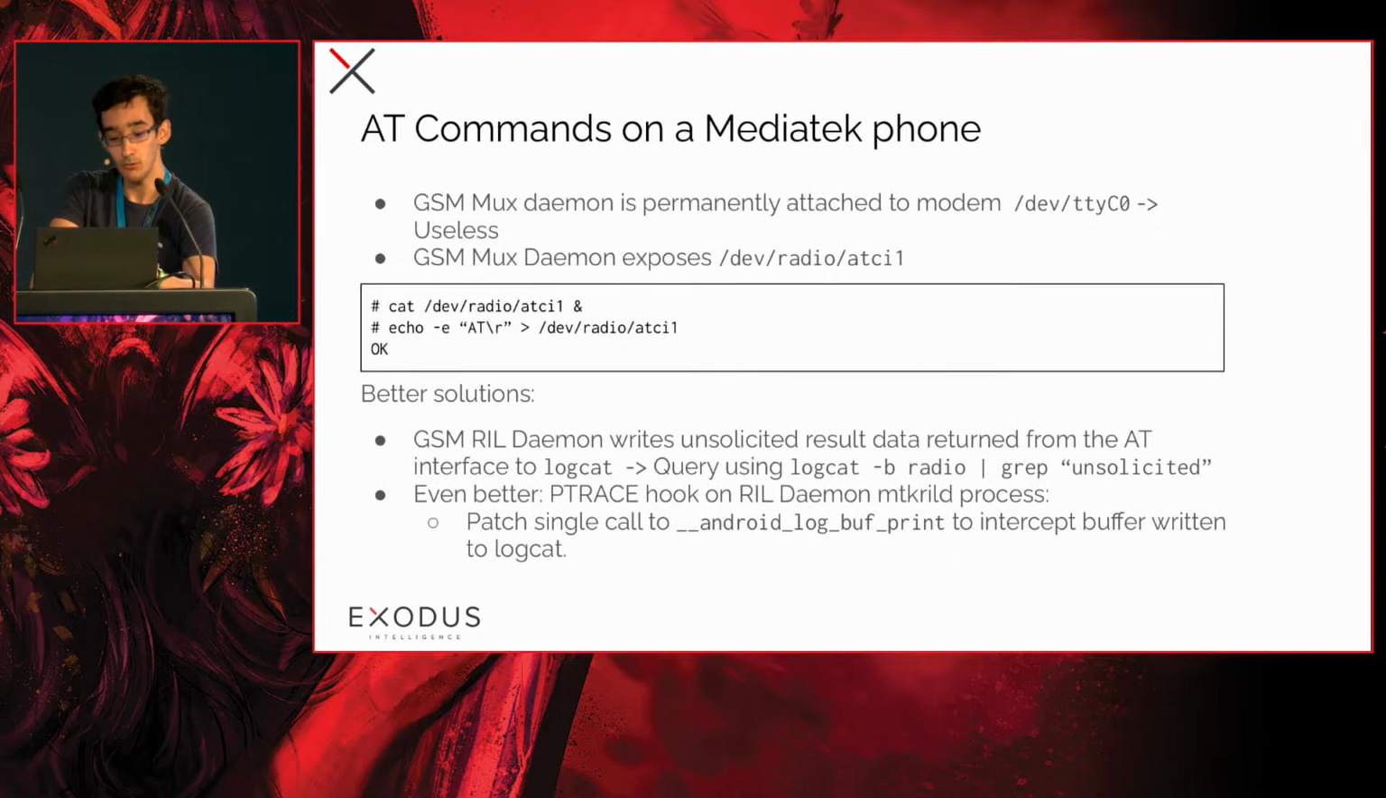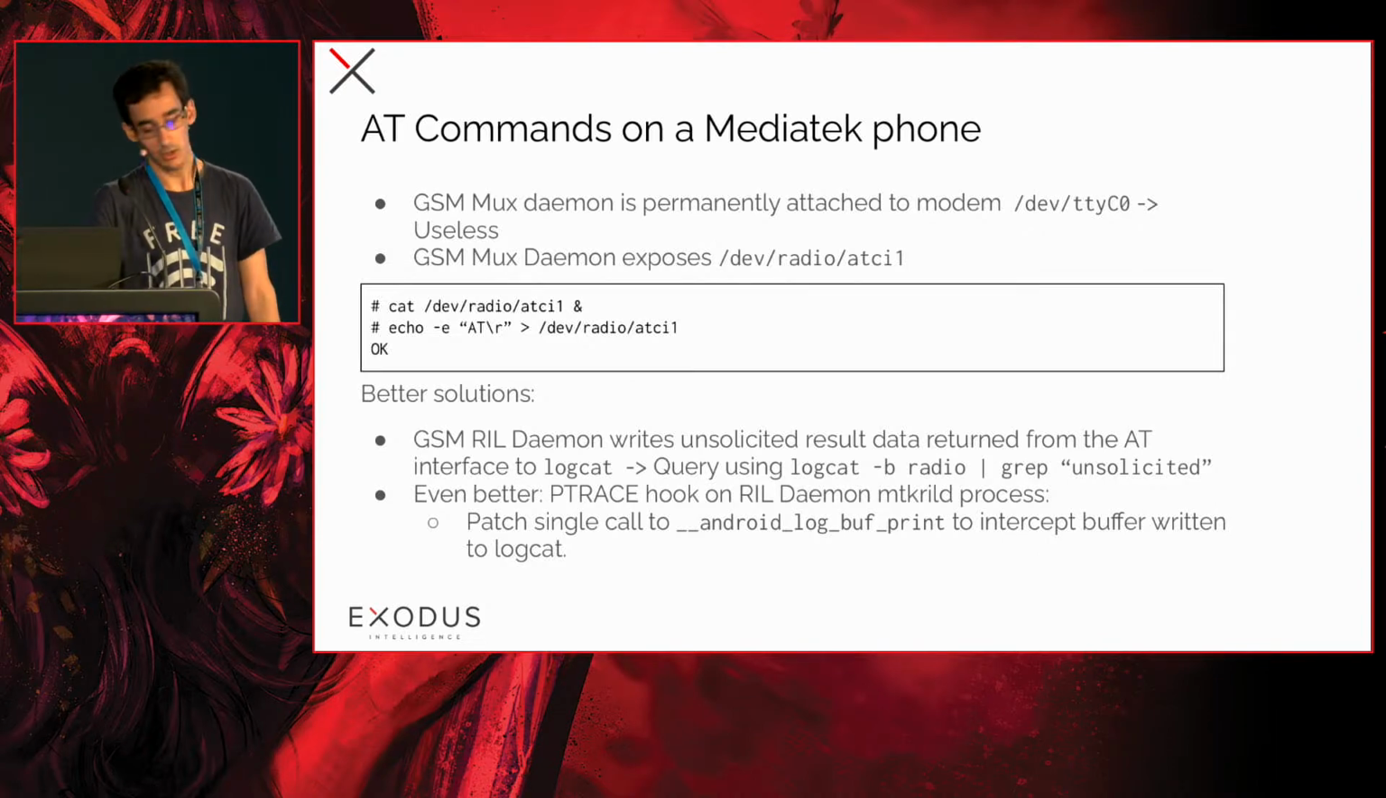To send AT commands on a MediaTek phone, I found out that there's /dev/ttyC0, which is the serial interface between the baseband processor and the application processor. However, the GSM multiplexer daemon is permanently attached, which makes it useless. However, the multiplexer daemon exposes /dev/radio/atci1, which stands for AT command interface 1. We can just echo our AT commands to it. But of course, as you might have guessed, there are better solutions.